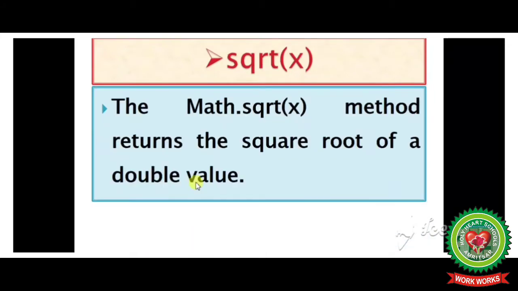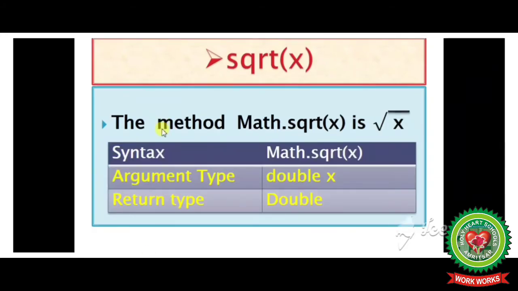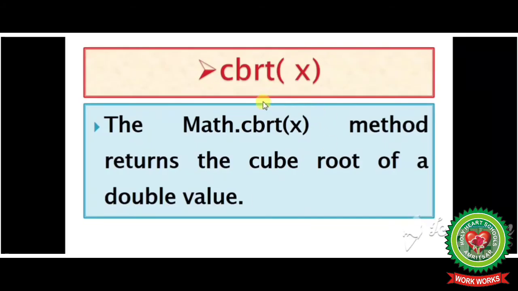The next method is SQRT, and it accepts only one argument in the round bracket. The Math.sqrt method returns the square root of a double value. See how we write it: the method Math.sqrt(x) is square root of x. The syntax is Math.sqrt(x). The argument type is double x, which means we accept the argument in the double data type, and the return type will also be double.